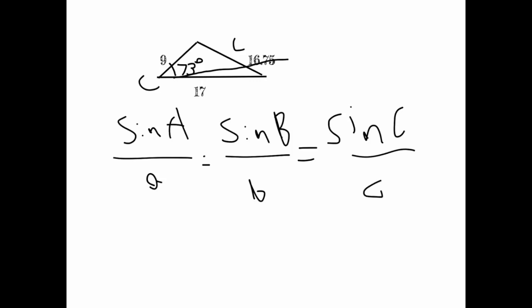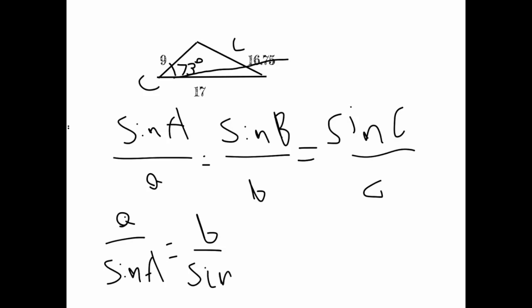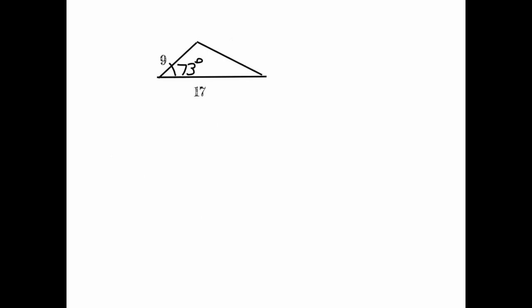The cool thing about the law of sines is that this can be flipped, where A over sine A is equal to B over sine B, which is equal to C over sine C. So, because we have a matching pair of a side of 16.75 and an angle of 73 degrees, let's plug that in. A quick tip here: if you're solving for the angle, it's best to put the angle on top.